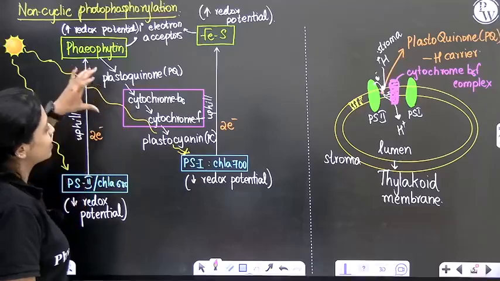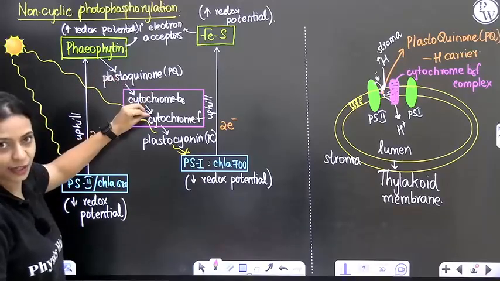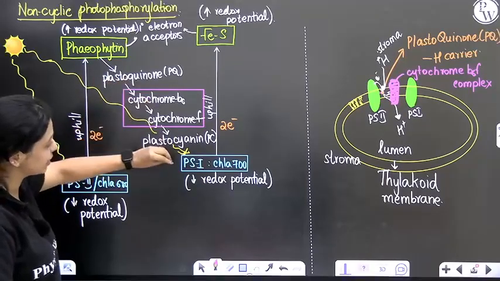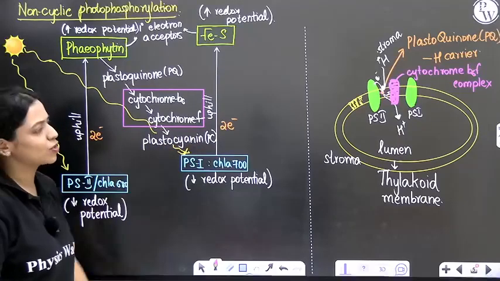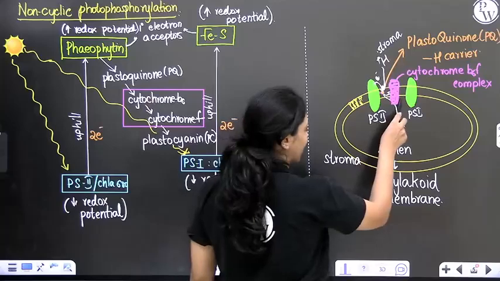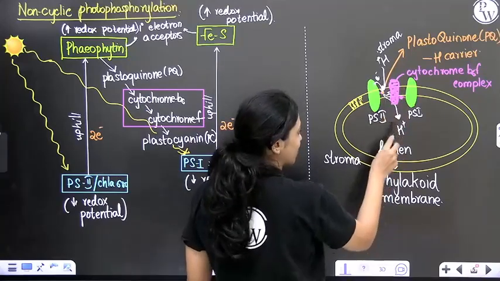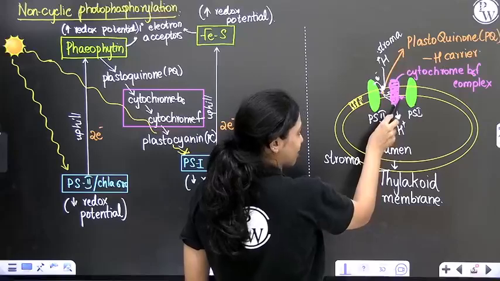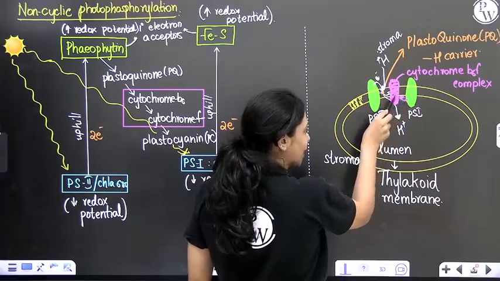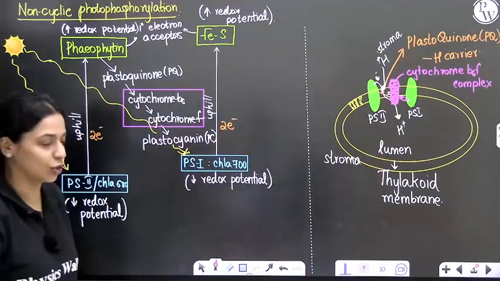Then the cytochrome B6F complex has the electrons. It will further transfer the electron to another molecule called plastocyanin. This plastocyanin also is a mobile electron carrier. It will be present near the inner side of the membrane itself. It will kind of shuttle between these two. It will take this electron, pick it up, go to PS1 and pass on that electron to PS1.